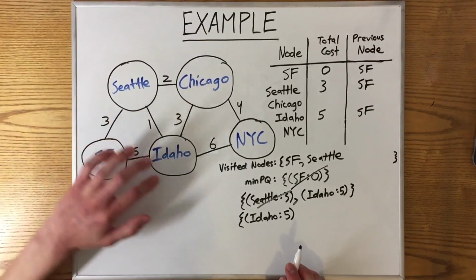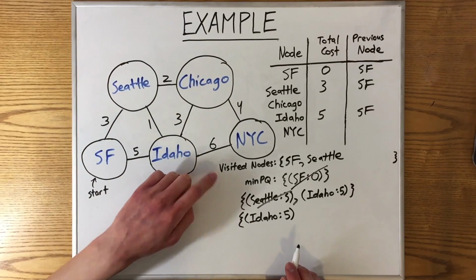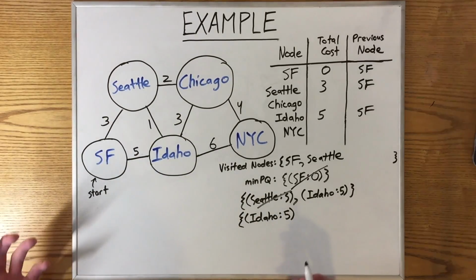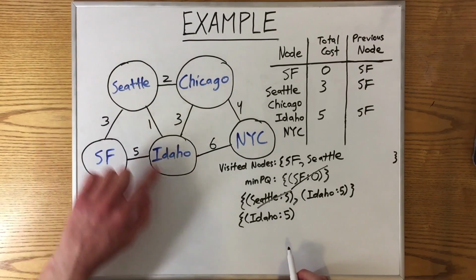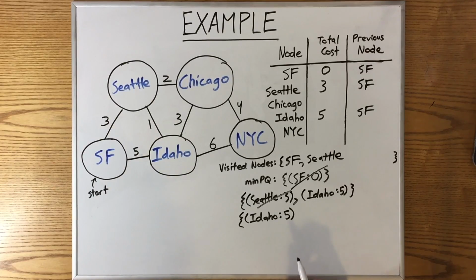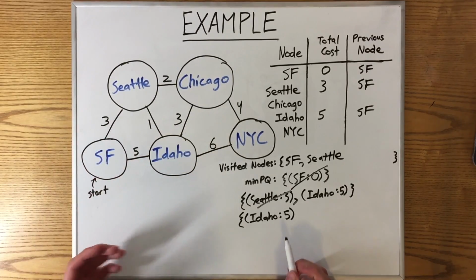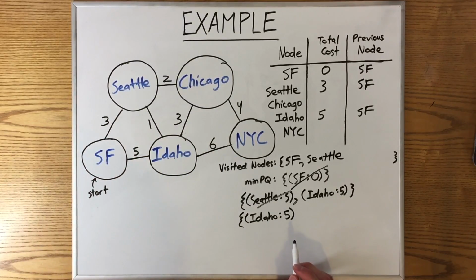Then we check Idaho. So we see Idaho is not in our visited nodes list, but it is in our min-PQ. So over here, this means that we found a potentially shorter path to get to Idaho. In this kind of case, we have to check if this new path is shorter than the path we have already, and we either accept this new path or we accept the old path. So let's check this out.